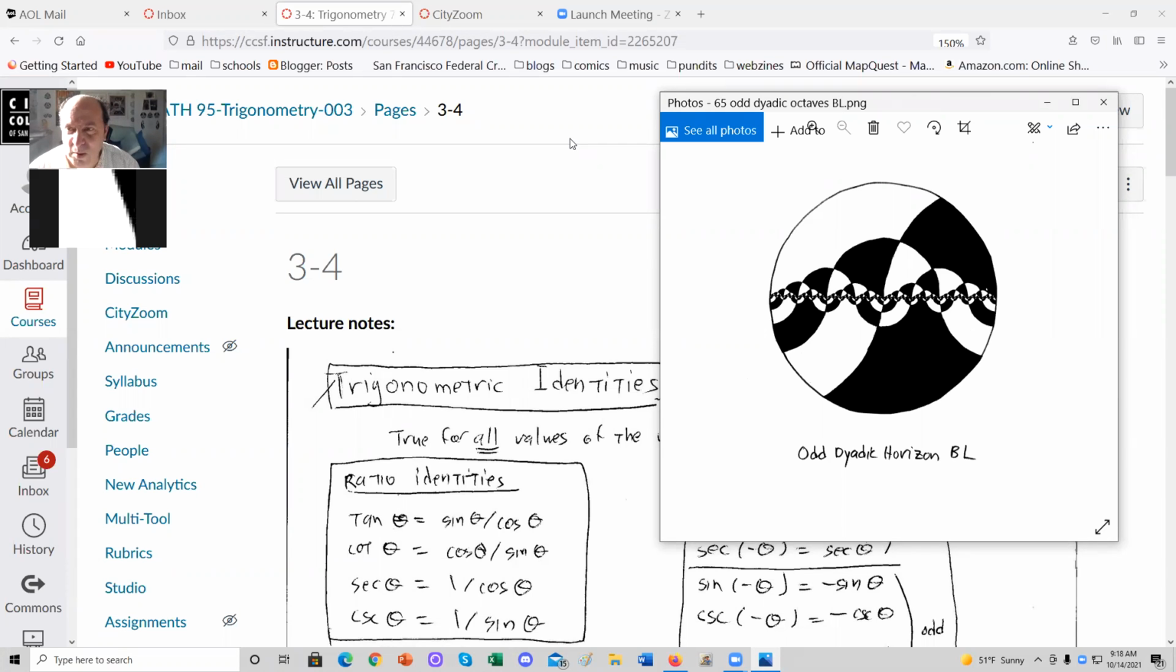This Zoom session is being brought to you by the fractal odd dyadic octaves BL.